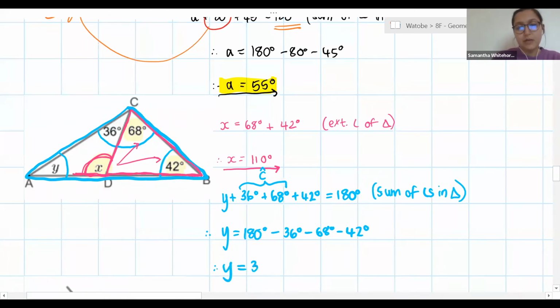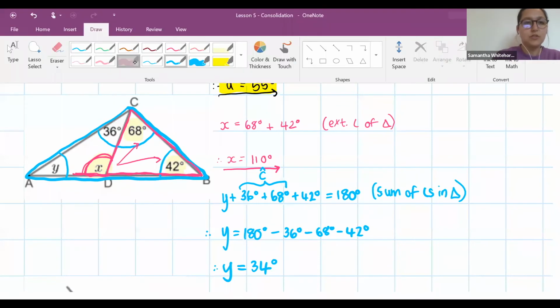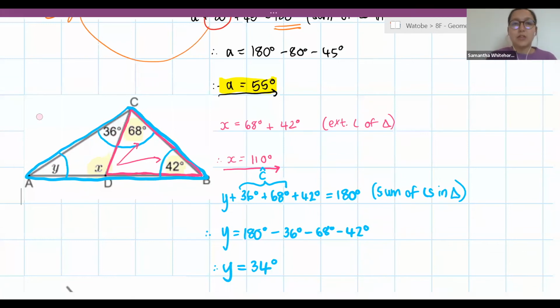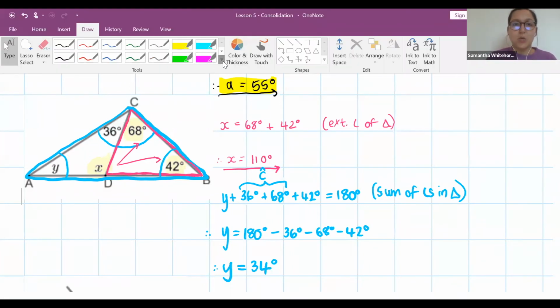Now you could have used a slightly smaller triangle if you wanted to. So you could have used this triangle ACD and used sum of angles in a triangle to work out what Y is. There's lots of different ways you can go about doing it. But that is one of the ways that you could go and find X and Y.